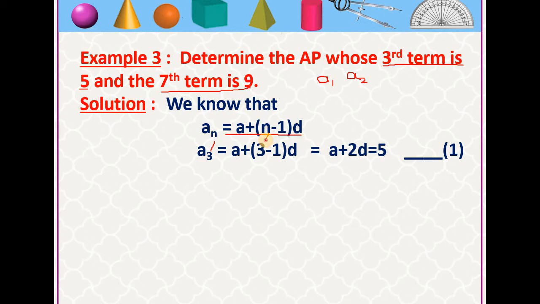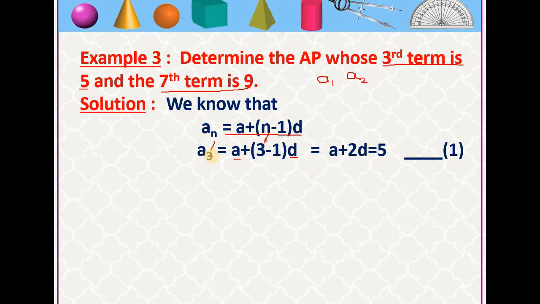Then the third term is given. In the place of n, substitute 3 minus 1, into the common difference. Also, we don't know the values of a and d in this arithmetic progression, because the arithmetic progression itself is not given. So we don't know the values of a and d.